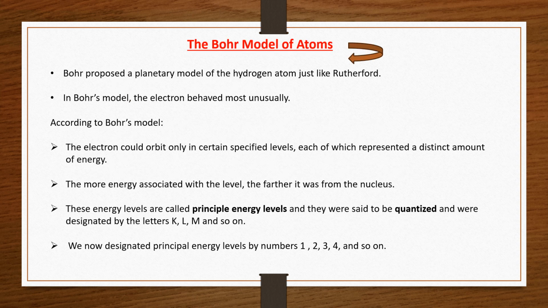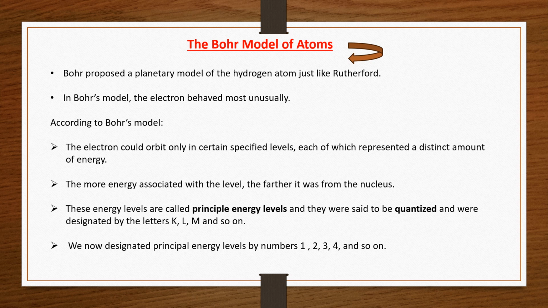The Bohr model of atoms. Bohr proposed a planetary model of the hydrogen atom just like Rutherford. In Bohr's model, the electron behaved most unusually. According to Bohr's model, the electron could orbit only in certain specified levels, each of which represented a distinct amount of energy. The more energy associated with the level, the further it was from the nucleus.